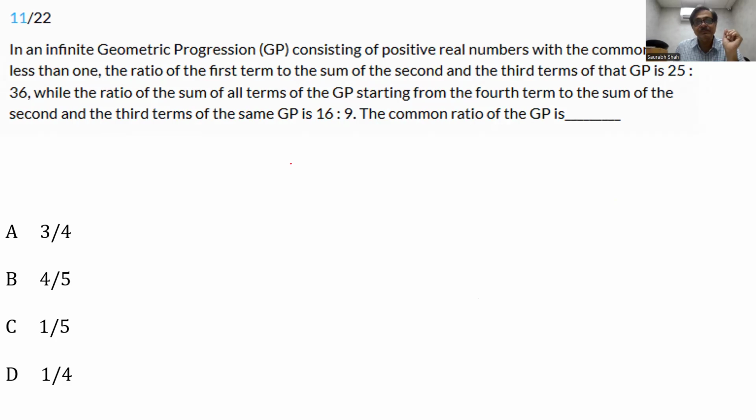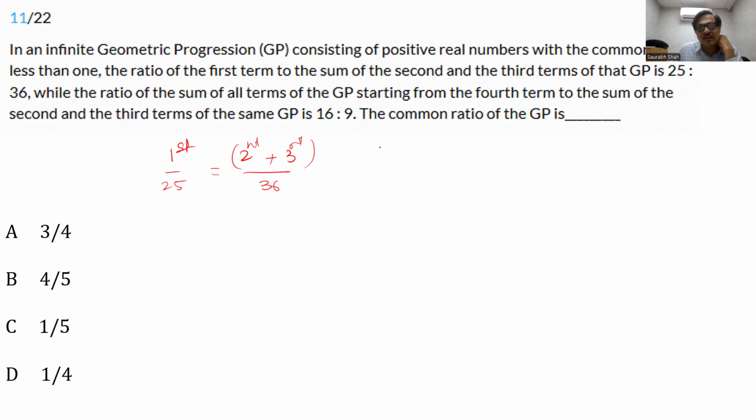An infinite GP. That clearly means R is between -1 and +1. And obviously all the options are that. We are not lucky enough to just find an answer just by this method. But look at the options and look at the weight. The first term, the second term and the third term. The summation of the second term, third term and the first term are in the ratio 25:36.